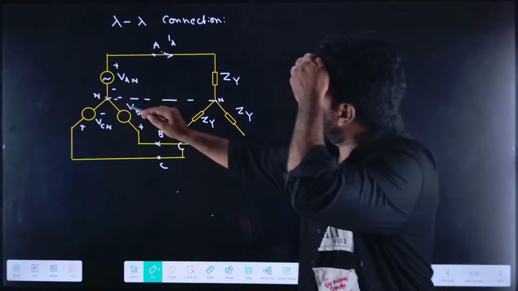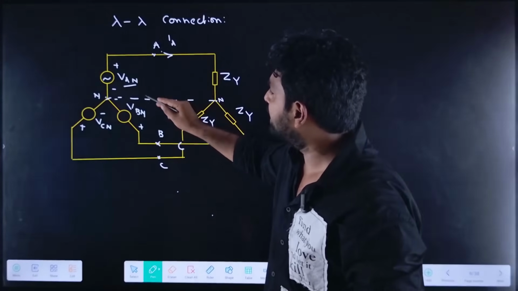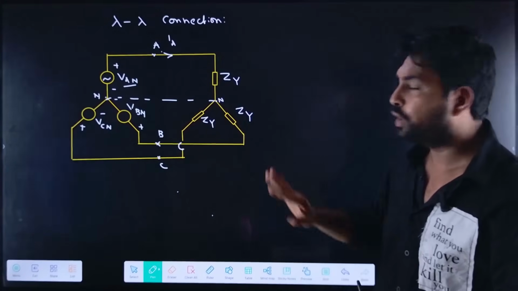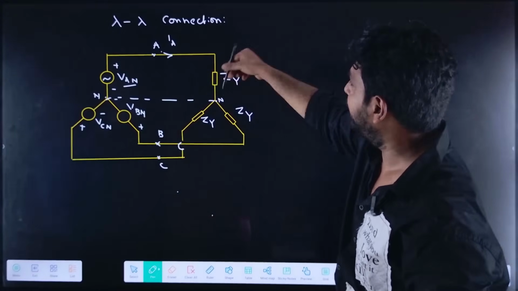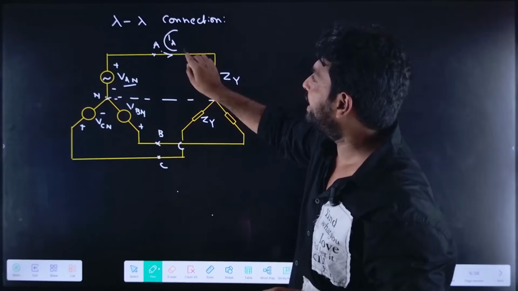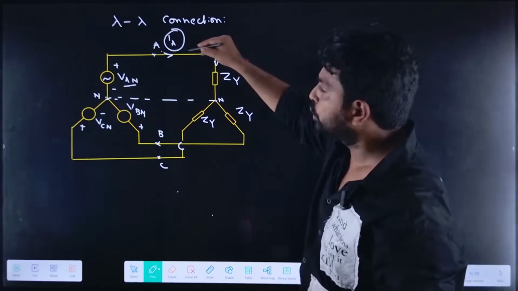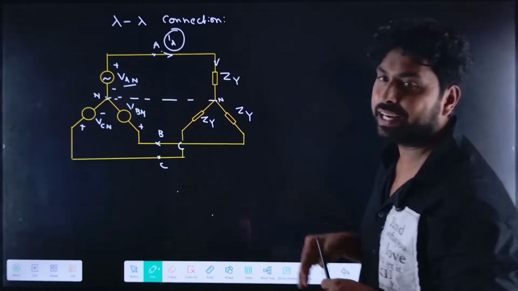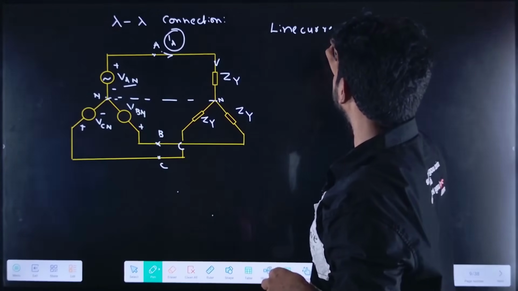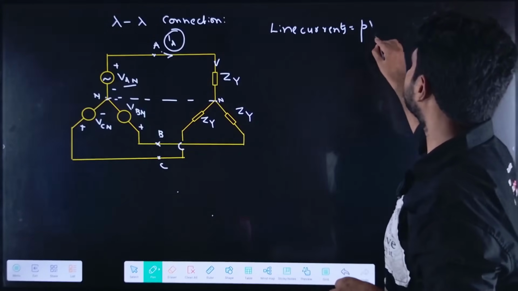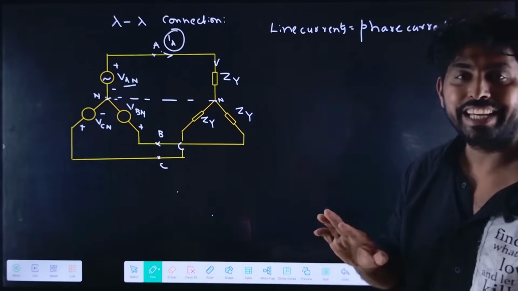For example, if you observe here, VAN is the phase voltage and VAB is the line voltage. I want to find the phase current through A. So here the phase current IA equals the line current IA. Both the currents are the same. In this case, line current equals phase current.